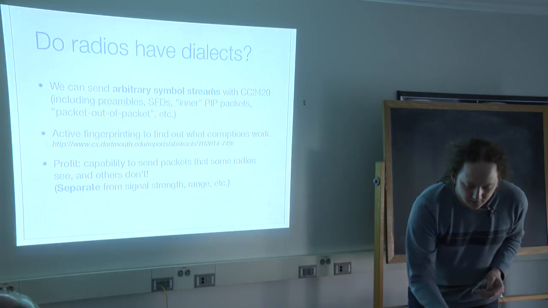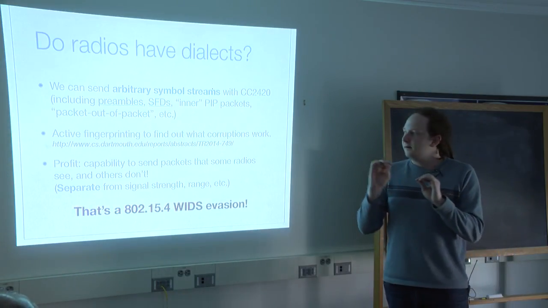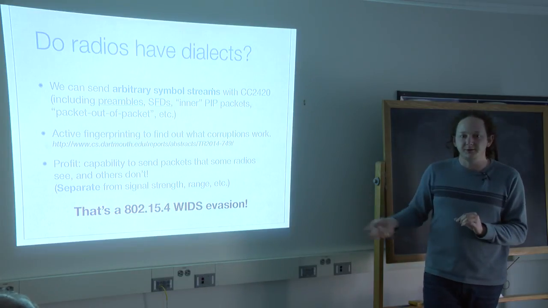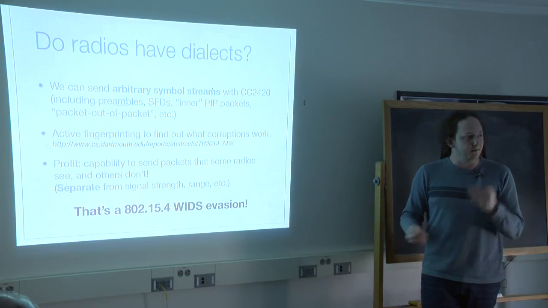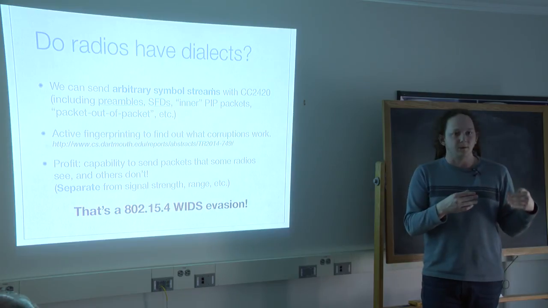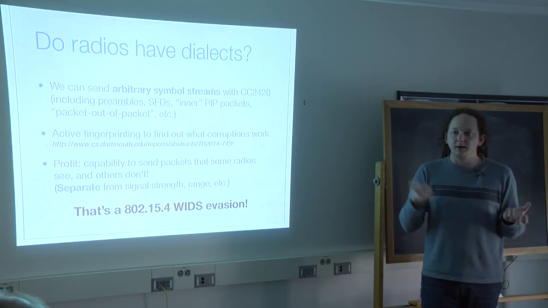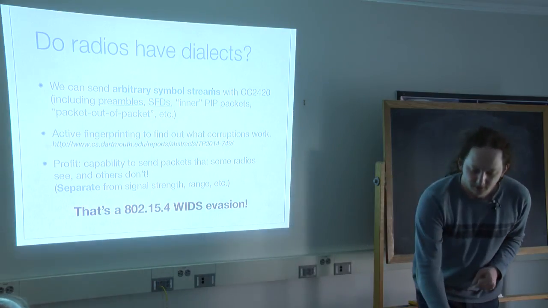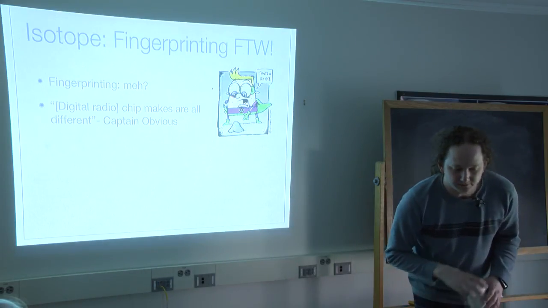So this allows us to transmit towards specific devices, allowing for wireless intrusion detection system evasion. Because we can transmit to only the devices that we want to attack, while ignoring the sensor devices that are looking for these attacks. This became a project called Isotope. Sergey?